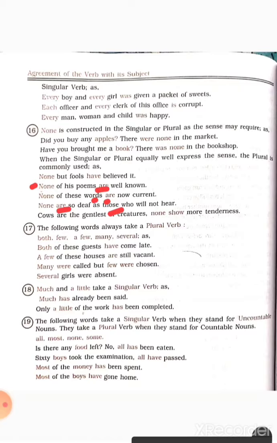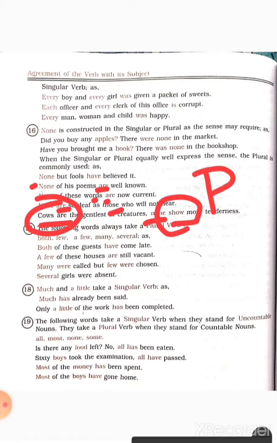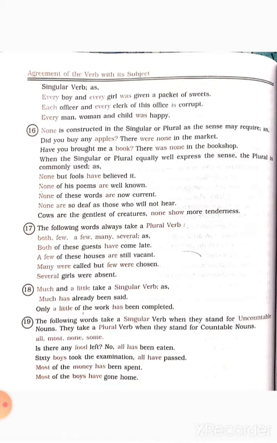Cows are the gentlest of creatures. None show more tenderness. Here cows is the subject, so that is why it is plural in number. After none, we have also written the plural verb show. It is not singular, so that is why we have not added s here. Shows is not written over here. Come to the next example.